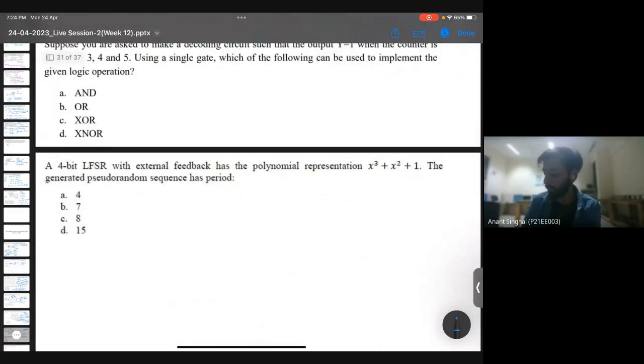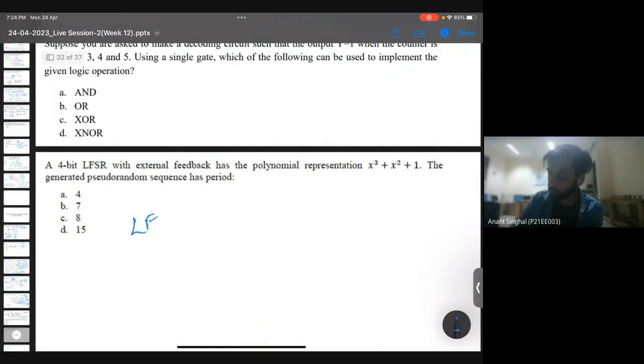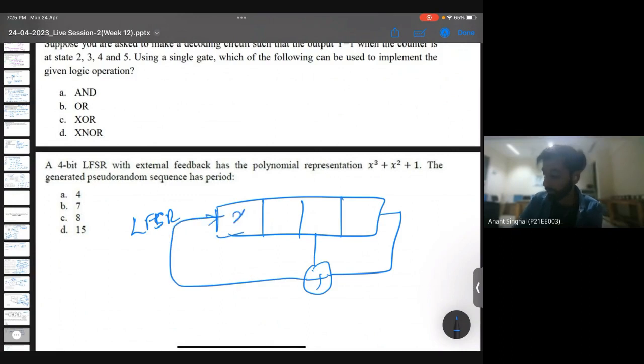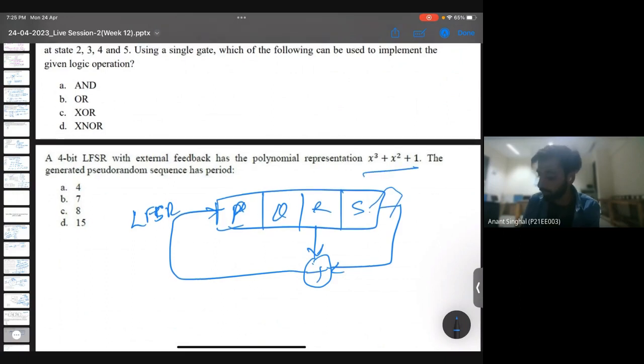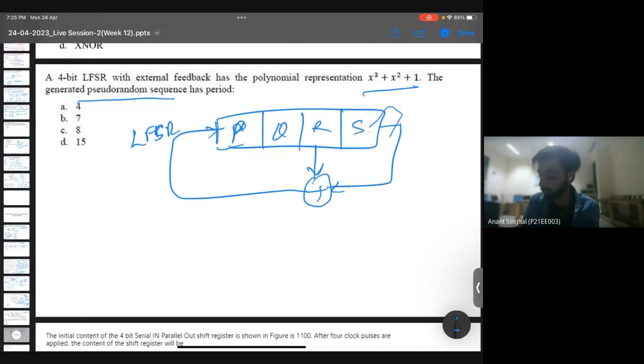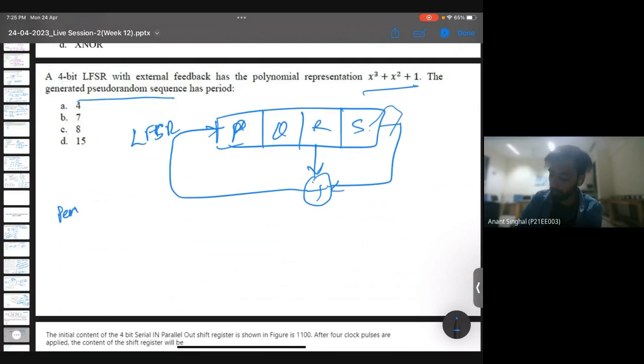Then from previous weeks, one is the LFSR, which is quite an important topic. You remember there was a four state register, and we make an XOR connection with some states and feed it back inside, something like that. It is PQRS, something like that. You should know how to approach an LFSR question also, how to write the polynomial representation and all of that, because they can ask you for the generation of a pseudo random sequence, and they can ask you for the period of that particular sequence.